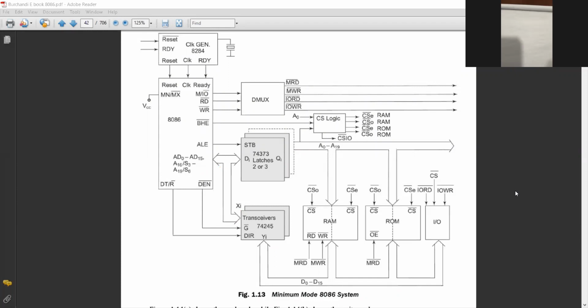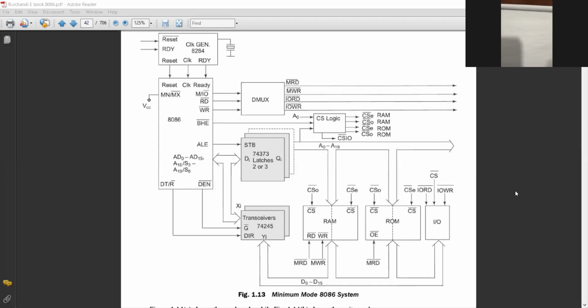The ALE signal activates the latch IC, which means whenever the address will be passed is decided by the ALE signal. When the ALE signal is high, at that particular time the address will pass through A0 to A19. Okay. Next.